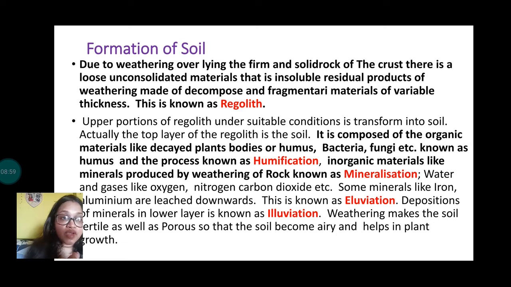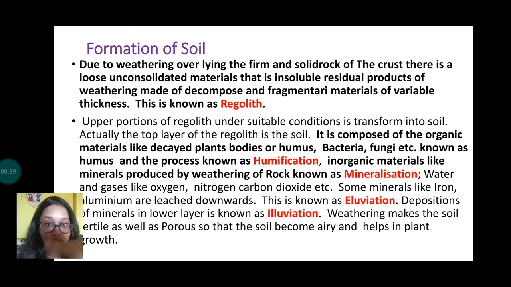And you know that when it is composed of organic material like decayed plant bodies, that is also known as humus. Bacteria and fungi produce the humus. This process is known as humification. Inorganic materials like minerals, produced by the weathering, this process is known as mineralization. And water, gases like oxygen, nitrogen, carbon dioxide, and some minerals like aluminium, are leached downward.